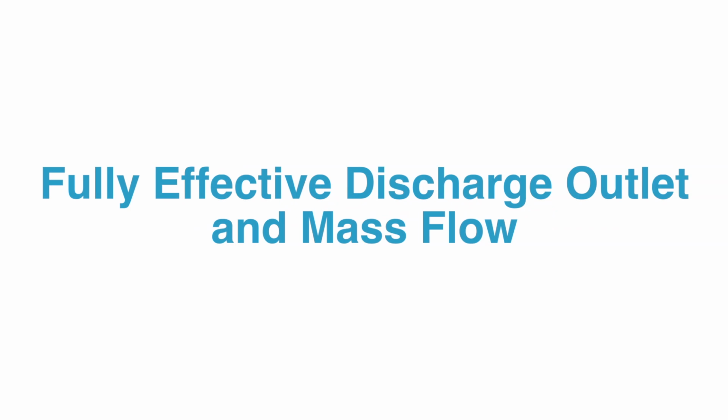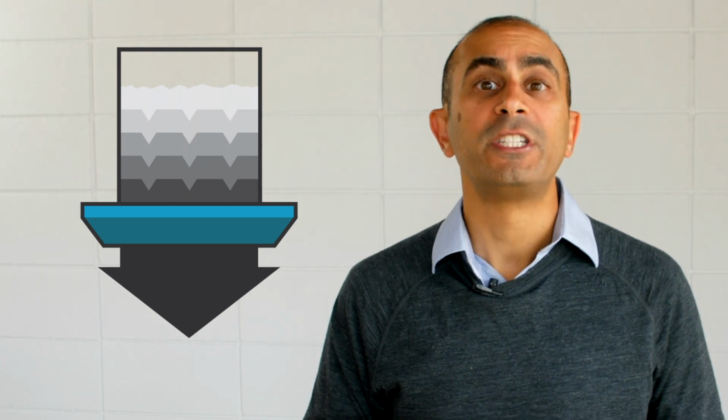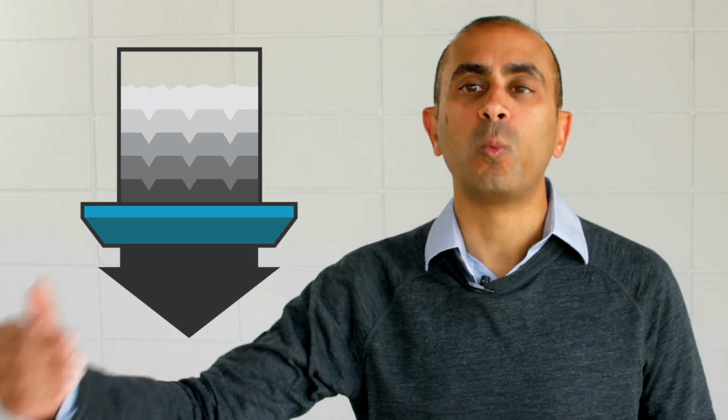Fully effective discharge outlet, and mass flow. For mass flow to occur, the discharge outlet of your storage bin must be fully effective. What I mean by that is that during discharge, material must empty equally and evenly from the full length and width of the discharge outlet. And whether this is a reality or not has everything to do with the behavior of the feeder.